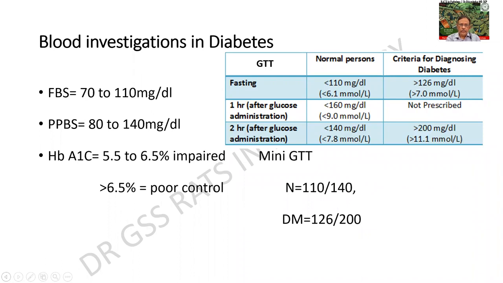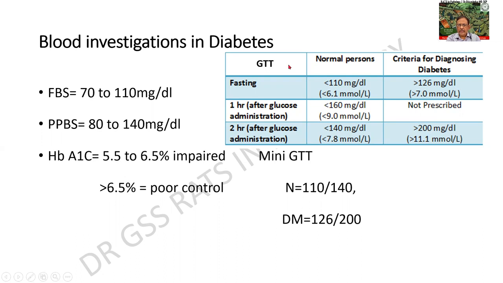Now we shall move on to blood investigations in diabetes. The various investigations and the values are given. Fasting blood sugar, postprandial blood sugar, HbA1c, a very important parameter in the retrospective control of diabetes in a person. In this one, up to 5.5 is normal, up to 6.5% is called impaired, and more than 6.5% is called poor control. So this is a very important parameter.